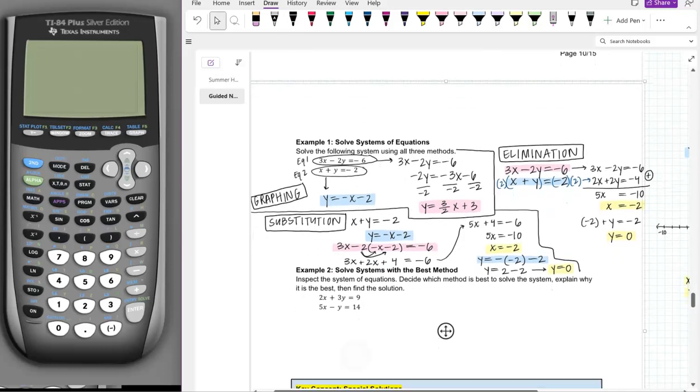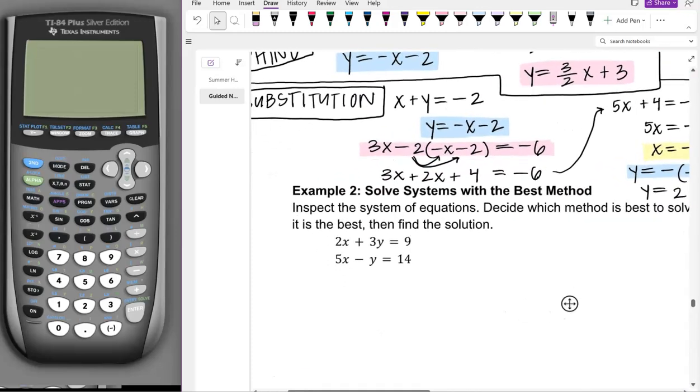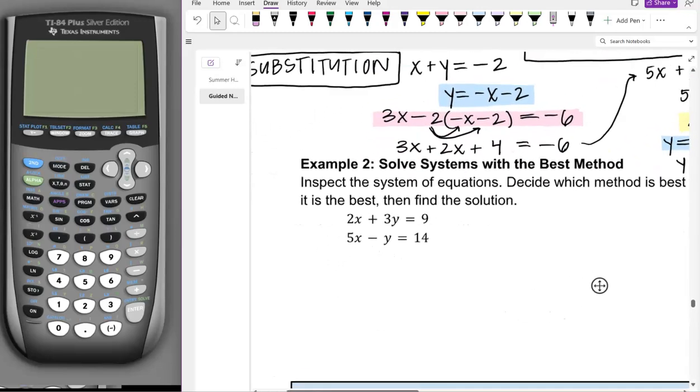Now take a look at the next problem. We have to inspect it and decide which method is best. So if I'm looking at this, I notice that they're both in standard form, ax plus by equals c. That's leaning me towards elimination, but let's check the coefficients. Notice that these two are completely different coefficients. However, for the y, I see a coefficient of positive 3 and a coefficient of negative 1. That's not bad because they're already opposites. I have a positive and a negative, but they're just not the same value.